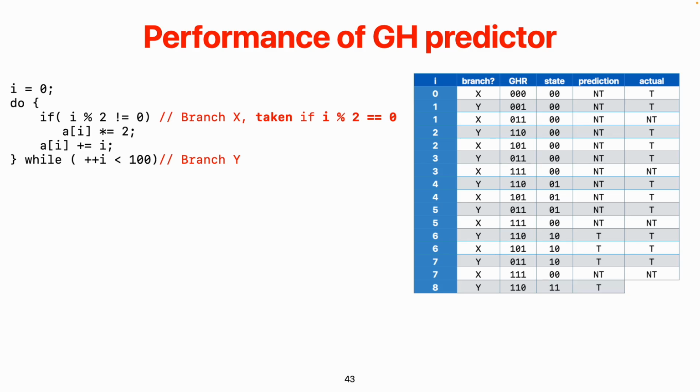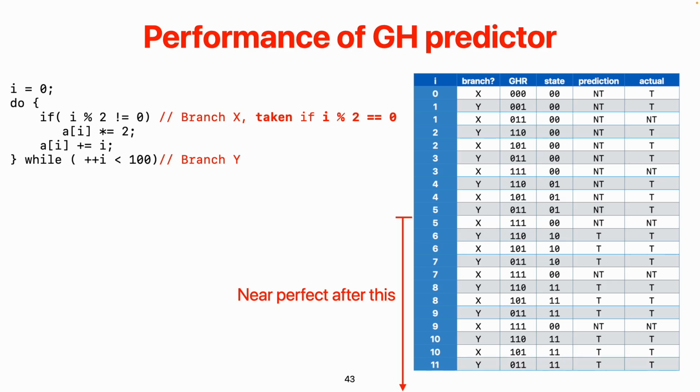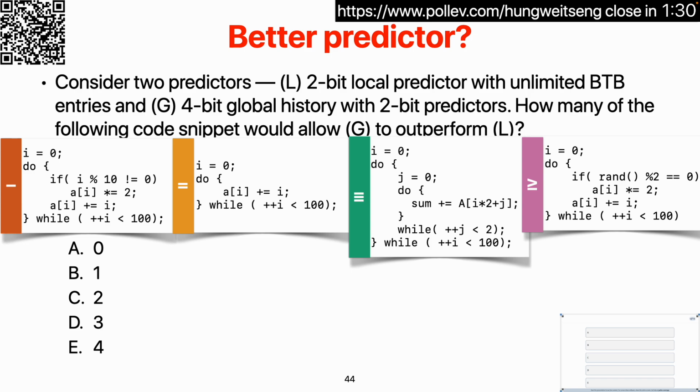What's the actual outcome? Okay, if we keep going, the magic is that we are going to have a 100% hit rate after a certain point, right? So now, you know there are global predictors and local predictors. What's the strength or weakness?